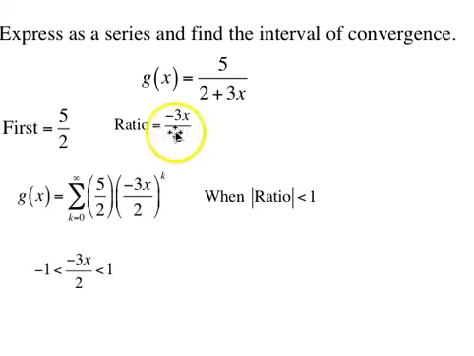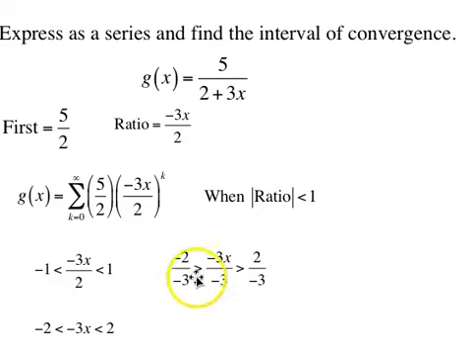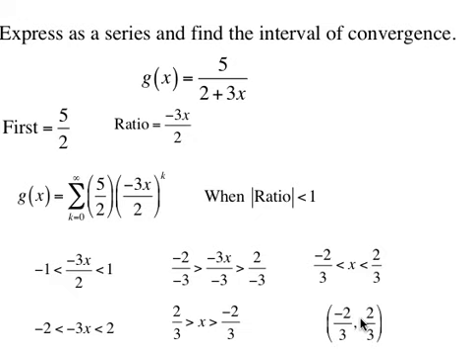So that means this thing is between negative 1 and positive 1. Multiplying by 2, we have negative 2 is less than negative 3x is less than 2. We want to divide by negative 3, but if you divide by negatives, you have to switch the signs. So negative 2 over negative 3 is greater than negative 3x over negative 3 is greater than 2 over negative 3. This is 2/3, that's x. That's negative 2/3. We prefer to write this from left to right. So negative 2/3 is less than x is less than 2/3. And that is our interval of convergence.